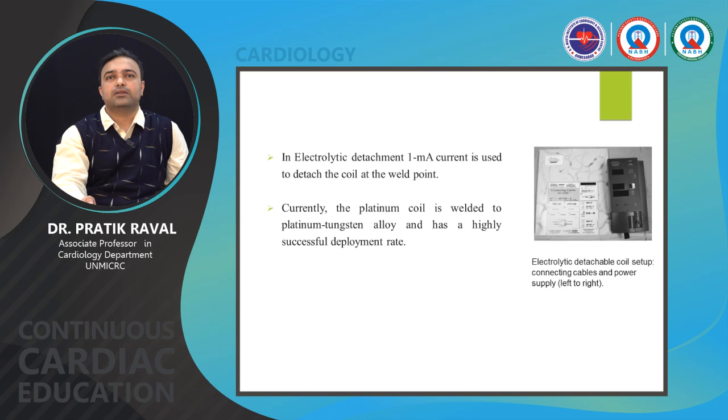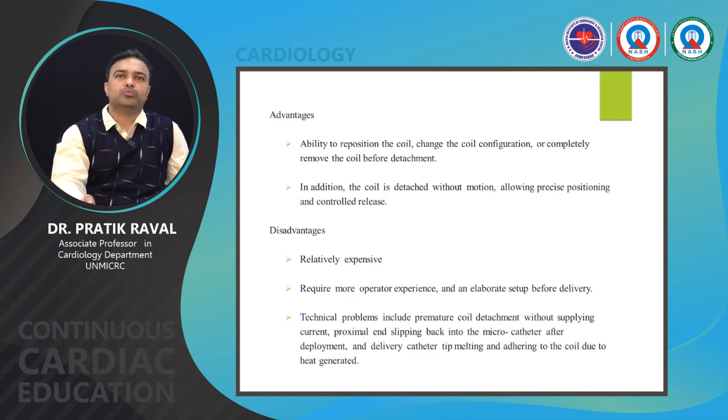In the electrolytic mechanism, electrical current is used to detach the coil at the welding point. The platinum coil is welded to a platinum tungsten alloy, and it has a highly successful deployment rate. The main advantage of this electric mechanism is that we can reposition the coil, and we can change the coil configuration if we find that the location or the configuration of the coil is not desirable. We can even completely remove the coil before the detachment. This detachment also avoids motion while deploying the coil.